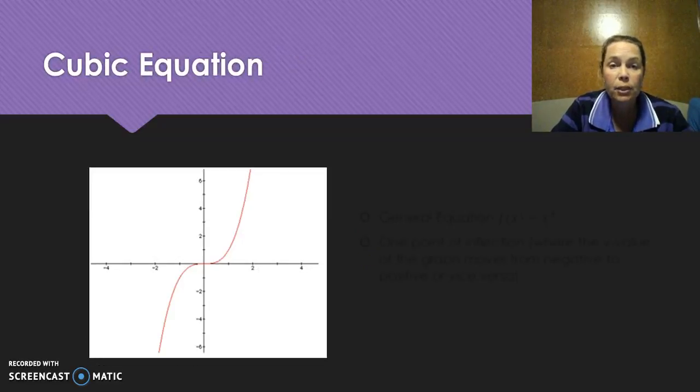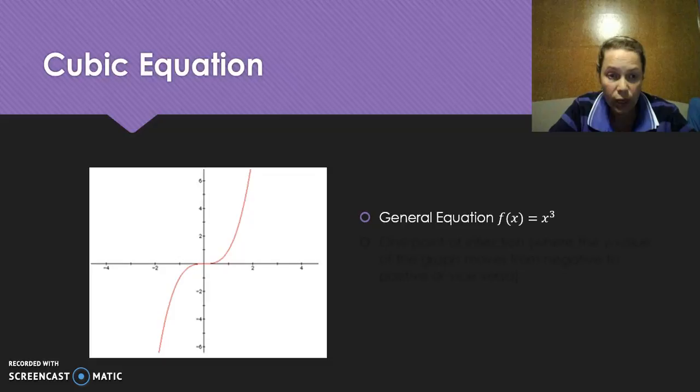Okay, stepping it up, we're now going to look at a power of 3, and we have the cubic equation. The general equation is f of x equals x cubed. So let's have a quick look at this graph. When x is equal to -1, -1 cubed will be -1, so our coordinate will be (-1, -1). When x equals -2, -2 cubed is -8, so our coordinate will be (-2, -8). So you can see that we're all in the negative, in the third quadrant there.